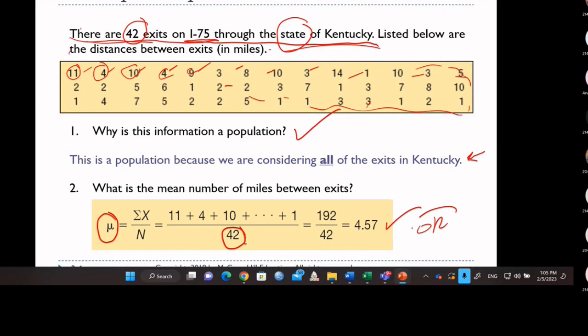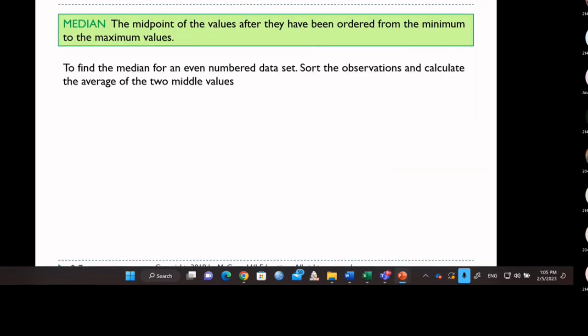Okay, it's very simple, I think. The sum of data divided by its number. This is the mean.